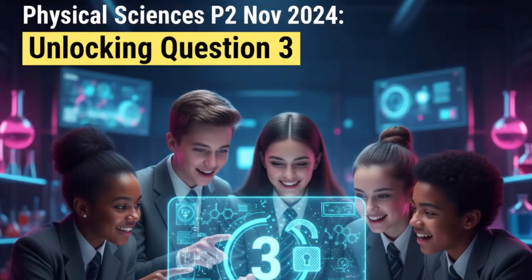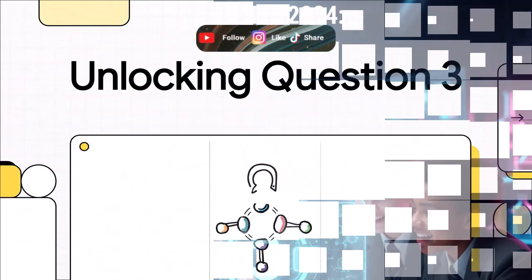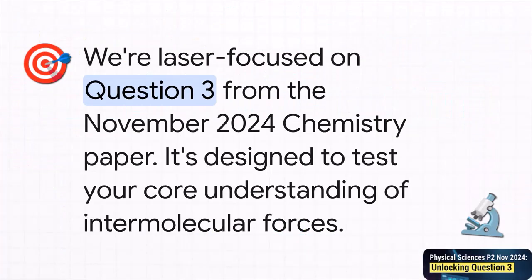And welcome. Today, we're going to do a deep dive and absolutely unlock one of the trickiest questions from the recent chemistry exams. If you've ever been stumped trying to compare organic compounds, trust me, you are in exactly the right place. So, we are putting question 3 from the November 2024 paper under the microscope. This one is specifically designed to test your real understanding of intermolecular forces, and honestly, it's a perfect place to really show the examiner what you know.